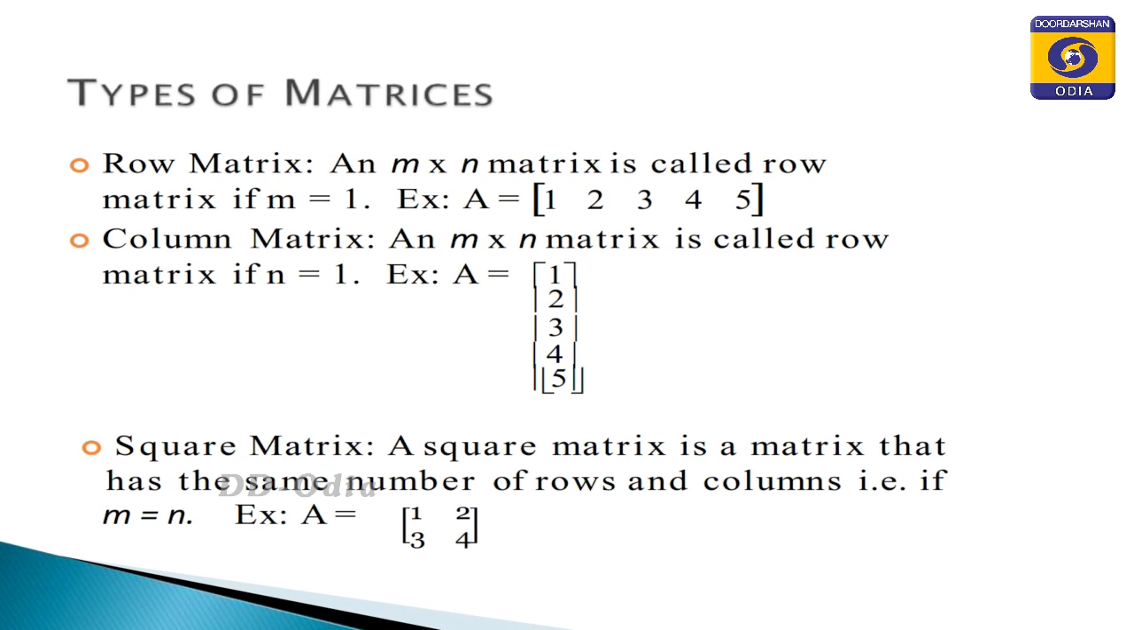Similarly, a column matrix: a matrix is said to be a column matrix if it contains only one column. That is, an m cross n matrix is called a column matrix if n is equal to 1. Next, what is a square matrix? If the number of rows is equal to the number of columns, then it is said to be a square matrix. Here is the example 1, 2, 3, 4, that is a square matrix.